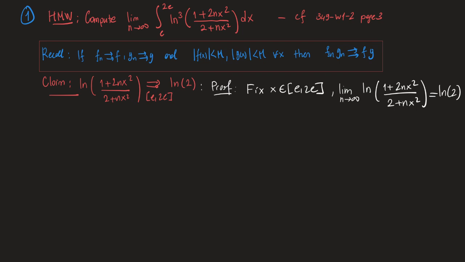As I repeat myself, if x was allowed to be 0, you would have ln of 1 over 2, but there is no such case because x cannot be 0, because we are in this interval. So now we have some pointwise limits. I'm going to prove that this is indeed a uniform limit.